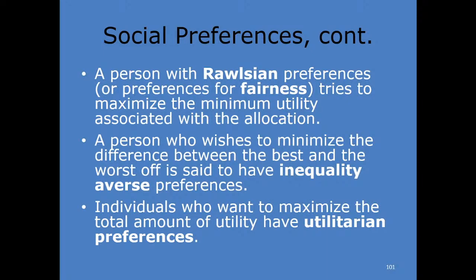Individuals who want to maximize the total amount of utility have a utilitarian preference, right? So this is, in a way, the stance that is generally believed to be taken by a benevolent dictator or a social planner who's maximizing collective utility of the society, which would be the aggregation of the individual utility.